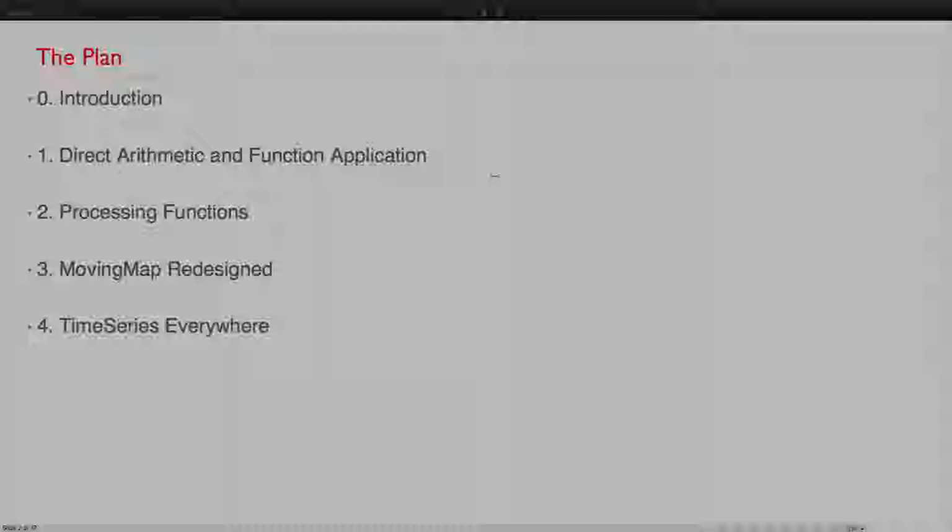So the plan is a short introduction, and as you see, I start with 0 on my enumeration to keep in mind that when we talk about serial data in Mathematica, automatically we start enumerating at 0. So I will talk about the new functionality of direct arithmetic and function application, and about a bit of processing functions for time series. Then our redesigned moving map, so the changes and the augmentations to the moving map, and then about the proliferation of time series that we see throughout Wolfram language.